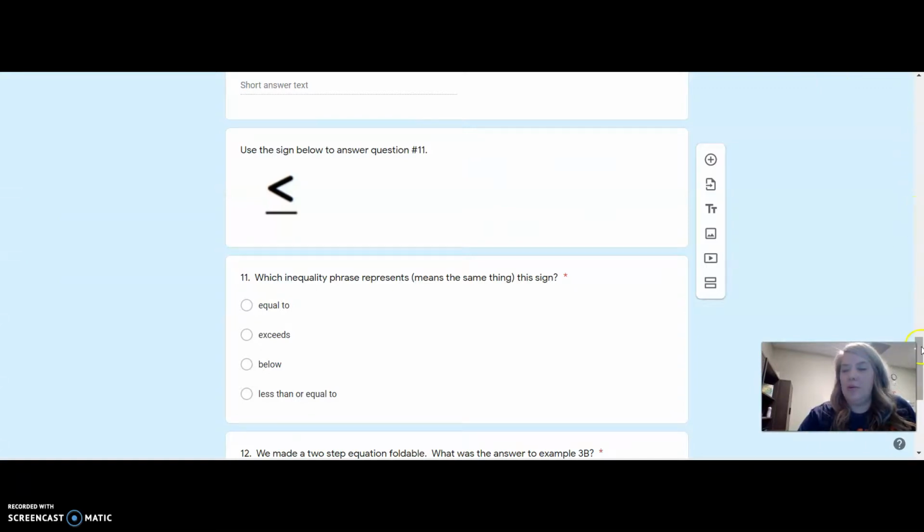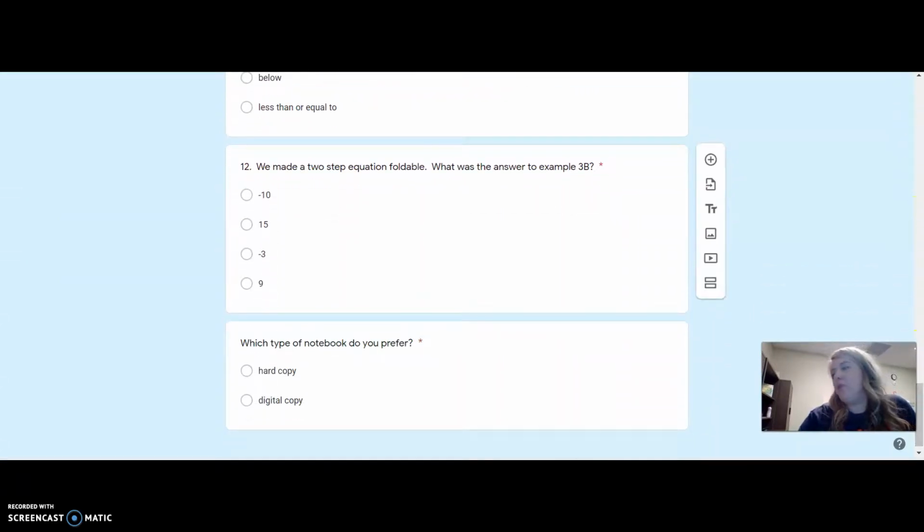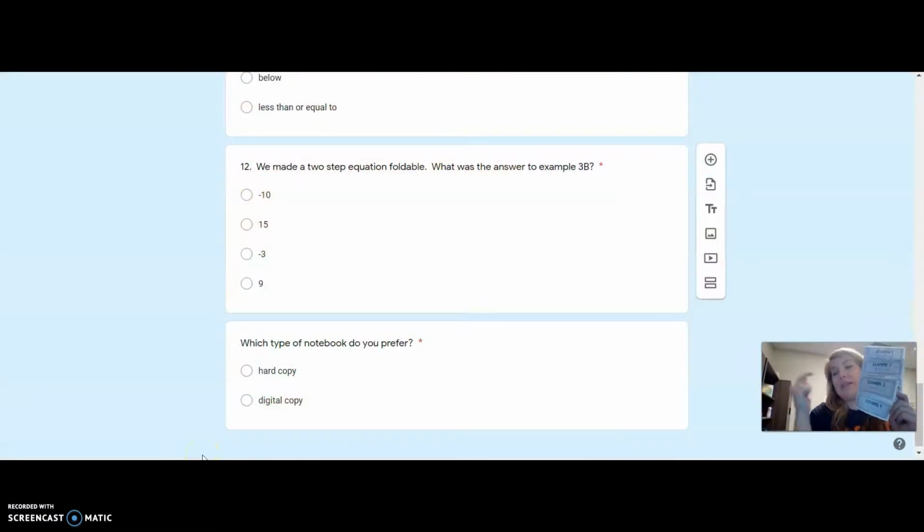All right, number 12. We made a two-step equation foldable. Remember this foldable, guys? Here we go. When we finished it, I said put this somewhere safe because we're about to take a notebook quiz, and I promise you that I'm going to ask one question from this foldable. So mine says we made a two-step foldable. What was the example to 3b? Well, 3b, the answer is -10. And I even told you 2/5 of x plus 9 equals 5. I told you what the equation was in the chat in case you did not have your foldable, but Mrs. Brown warned you that she would be taking an answer from this foldable.